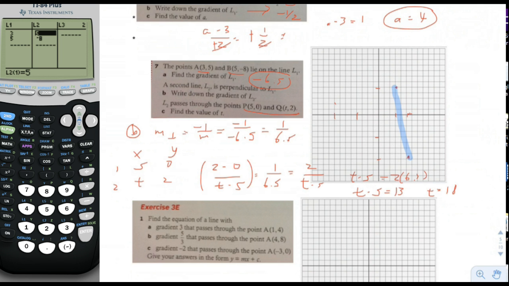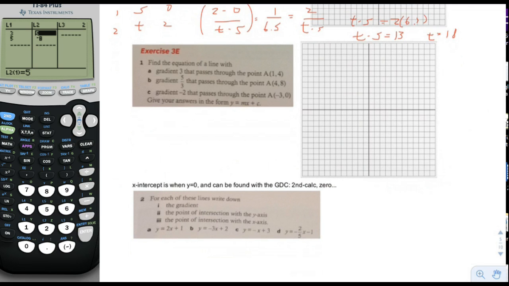Okay, so let's graph that. One of our points is (5, 0), and the other point is (18, 2). Yeah, that looks like it might be perpendicular.